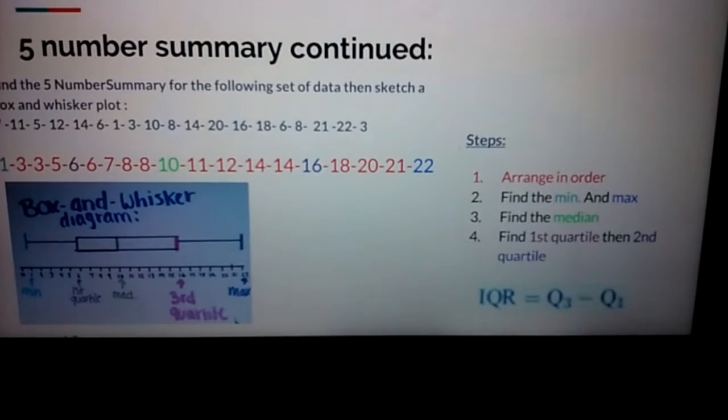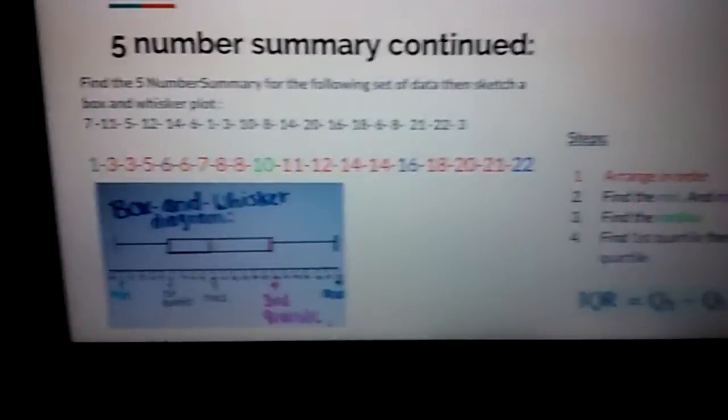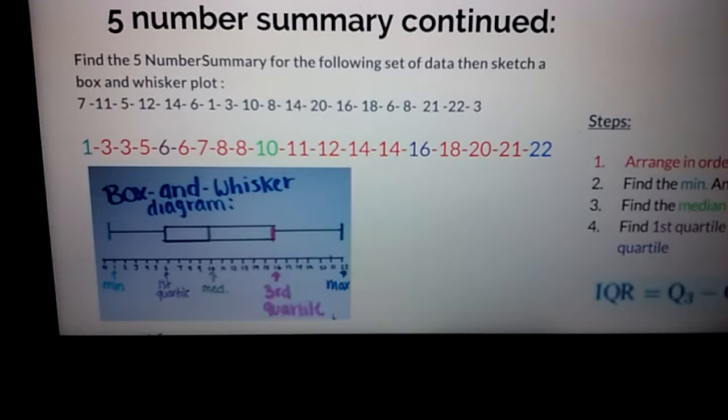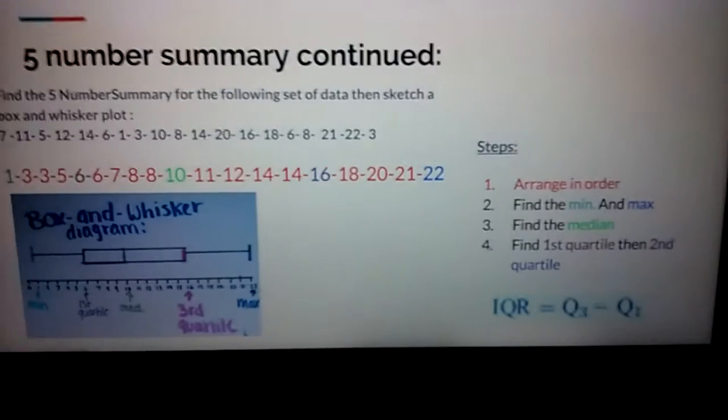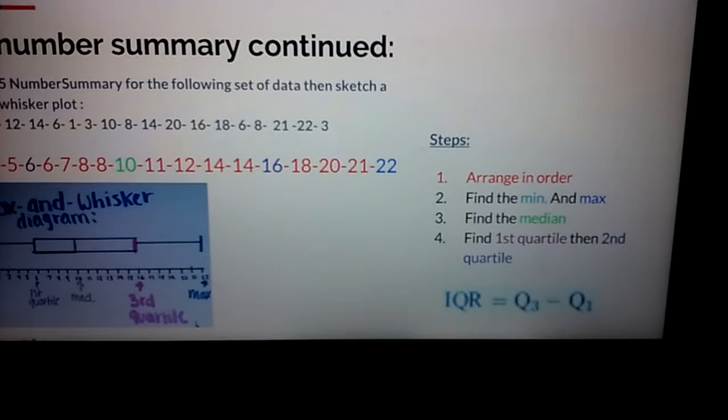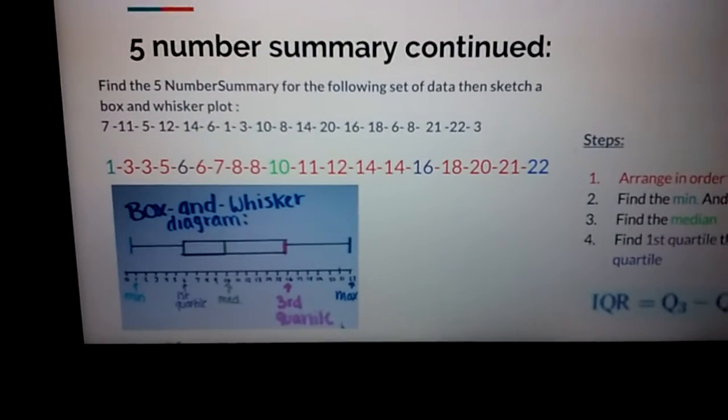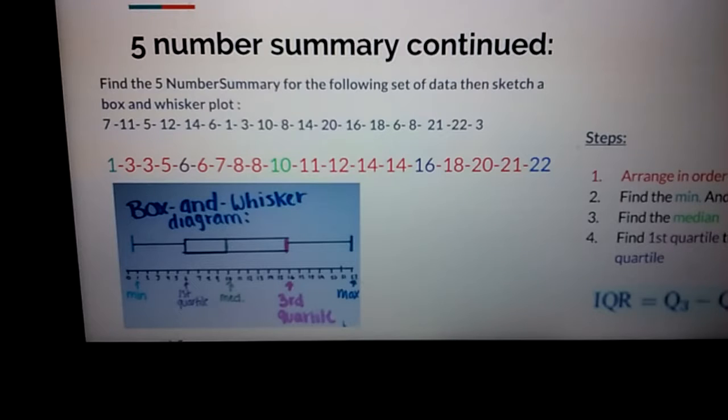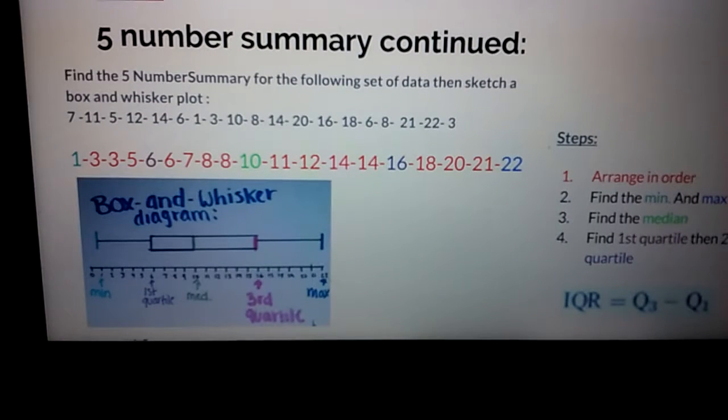So this 5 summary continued. So find the 5-number summary for the following set of data, then sketch a box and whisker plot. For this one, we will be doing it together. I will be showing you step by step on how to do this. So as you can see right here, so steps. The first step to any 5-number summary is to rearrange the numbers in order. As you can see in red.